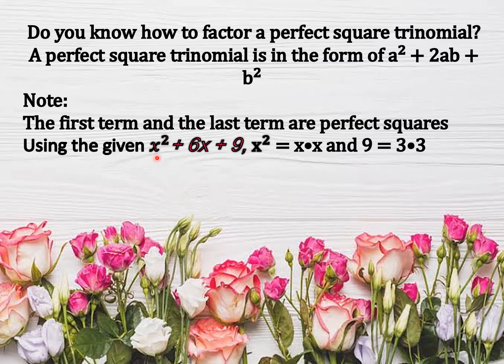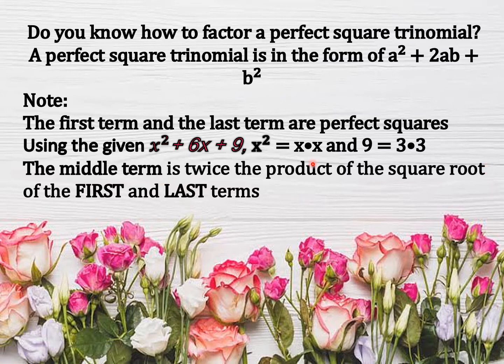So using the given x squared plus 6x plus 9, we have x squared, the first term, which is equal to x times x. So that is a perfect square. Then 9 is equal to 3 times 3. That is also a perfect square. So in this case, the first term and the last term, which are x squared and 9, are perfect squares.